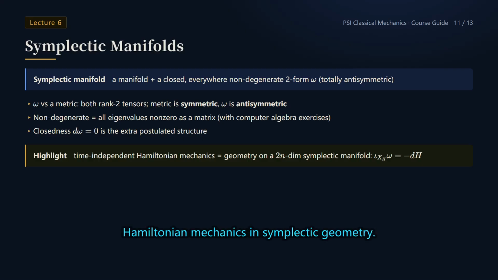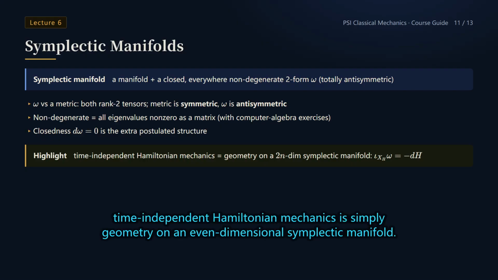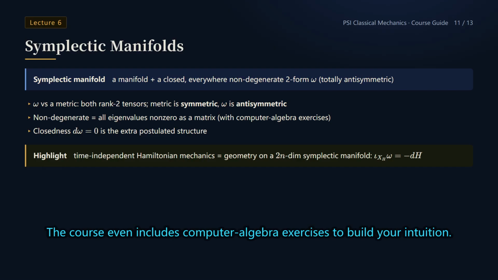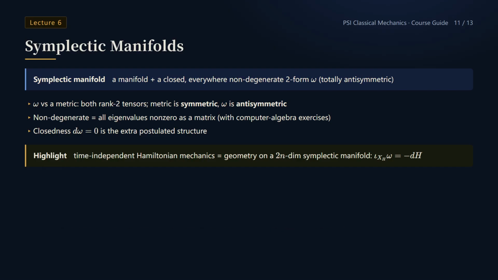Lecture 6. Hamiltonian mechanics in symplectic geometry. A symplectic manifold is a manifold equipped with a closed, non-degenerate 2-form. It is totally antisymmetric, exactly the opposite of a metric. The highlight? Time-independent Hamiltonian mechanics is simply geometry on an even-dimensional symplectic manifold. The course even includes computer algebra exercises to build your intuition.